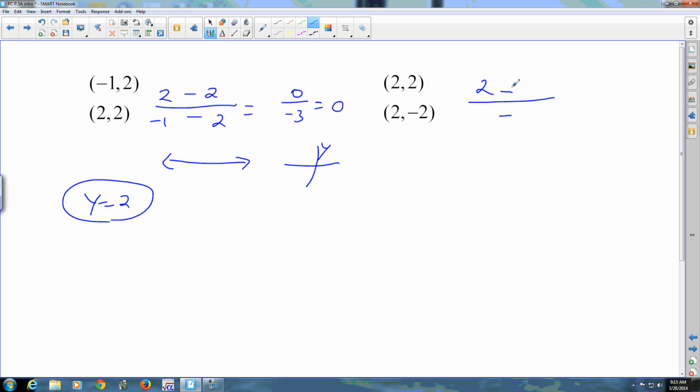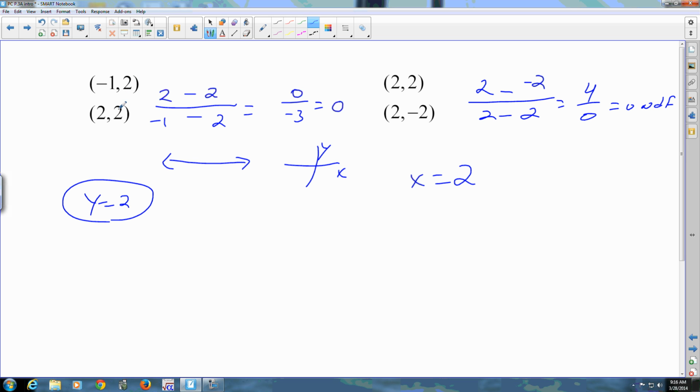Likewise on this one, 2 minus negative 2 over 2 minus 2. You're getting 4 over 0, which is undefined. If your slope is undefined, it's a vertical line, so it's only going to cross the x-axis. So x equals whatever your x value is, and it should be the same in both of them. 2, and you're done.